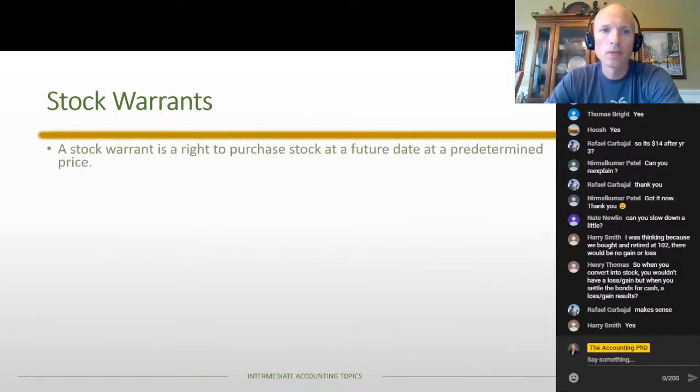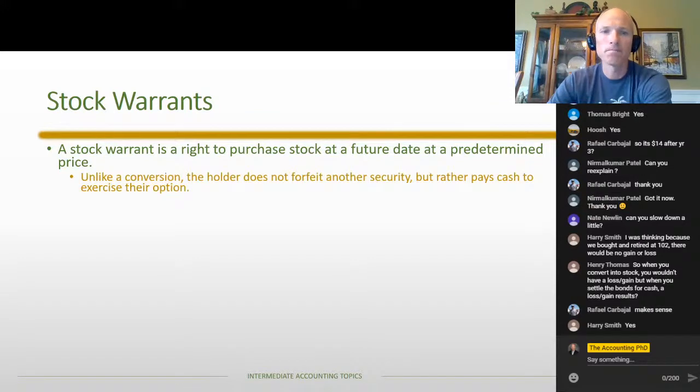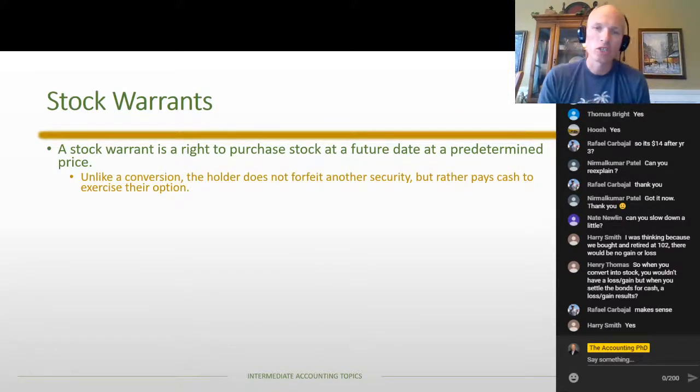Stock warrants. So a stock warrant is a right to purchase stock at a future date at a predetermined price. So it's a right, and people will pay money to have these rights. Again, the hope is that the price will go up and then you'll have a discount. Basically, that's the idea. But unlike a conversion, with a stock warrant, you actually don't forfeit the security. If you think about that convertible bond, the holder gave up their bond in order to receive the shares, but they didn't have to pay any cash. With the stock warrant, you don't give up any security. Instead, you just pay cash to exercise the option.